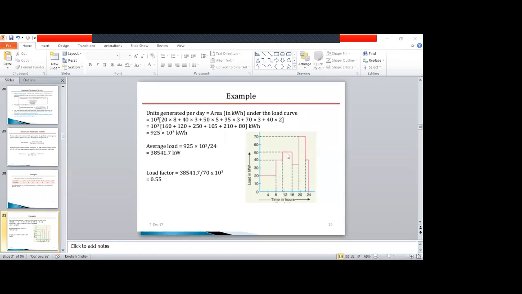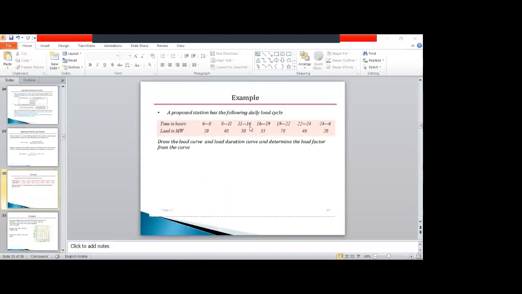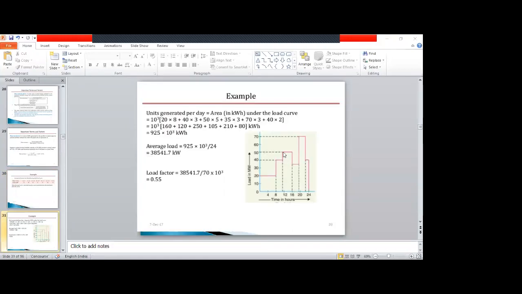Next, area of this curve. All this area has to be added. That will give the units generated per day. So area of this curve, how do you consider? That is 11 to 16, which means 5 hours, 5 hours into 50. 5 into 50. So this magnitude is 50.